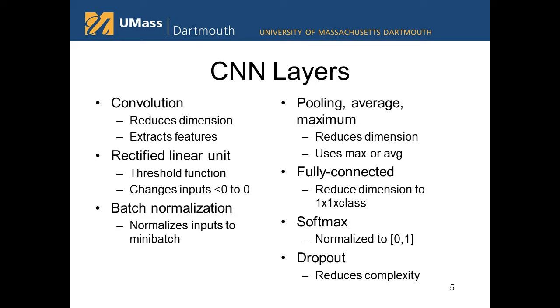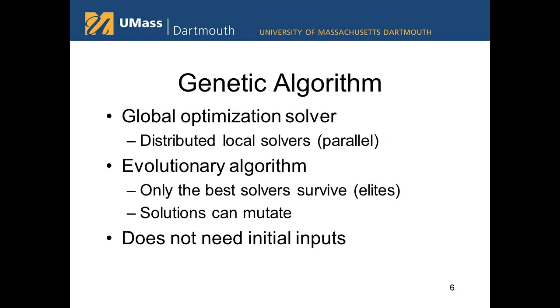pooling. Fully connected layer, this will also reduce the dimension, but to 1 times 1 times the class, so this is 3-dimensional. There's a softmax layer. This will normalize the output from the fully connected layer to somewhere in between 0 and 1, like a probability. And then last, there's the dropout layer, and this will just drop out values in between. That reduces the complexity.